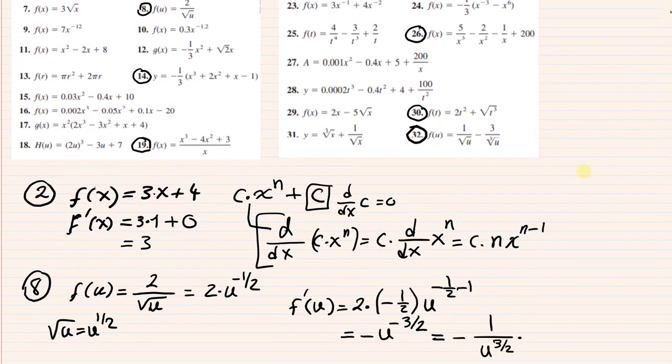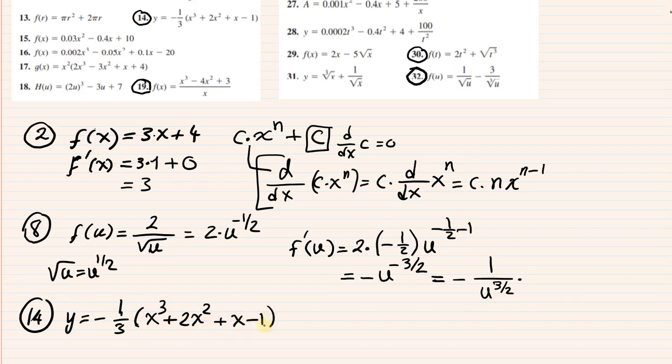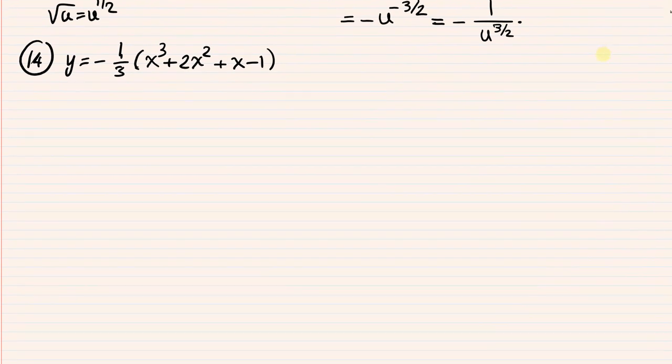That was number 8. Let's take a look at number 14. In exercise number 14, I have y is equal to negative 1/3 of x cubed plus 2x squared plus x minus 1. Now this one is a combination of addition and subtraction of terms, which translate into addition and subtraction rules of derivatives. So y prime, you can write it in that form, since they're giving me y, I give them y prime.